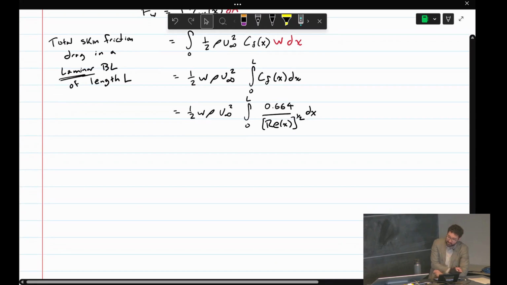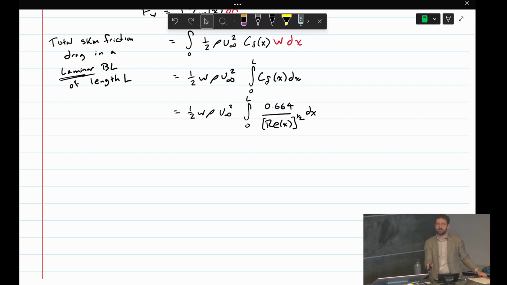Again, the Reynolds number of x changes along the boundary layer. It's not constant. It was a common misconception that the Reynolds number of x is always, say, 5 times 10 to the 5 for a boundary layer. That's not true. The Reynolds number of x changes along the plate. It stops being a laminar boundary layer when you hit that 5 times 10 to the 5. So Reynolds number of x is a function of x.